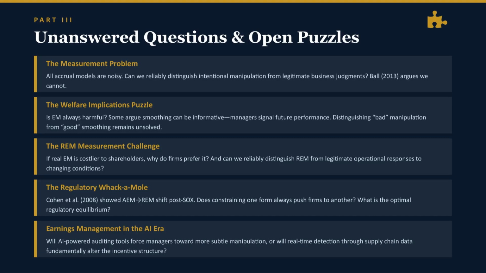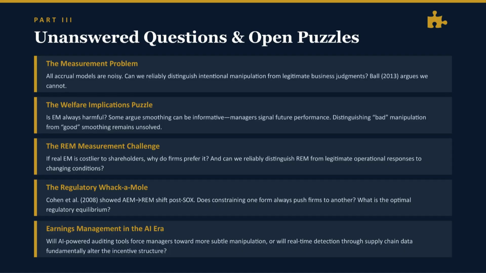The substitution and spillover dynamics. Cohen, Dey, and Lys, 2008, showed that firms shifted from AEM to REM after SOX. But does regulation create a whack-a-mole dynamic where constraining one form of manipulation always pushes firms to another? If so, what is the optimal level of regulatory scrutiny? And is there an equilibrium?